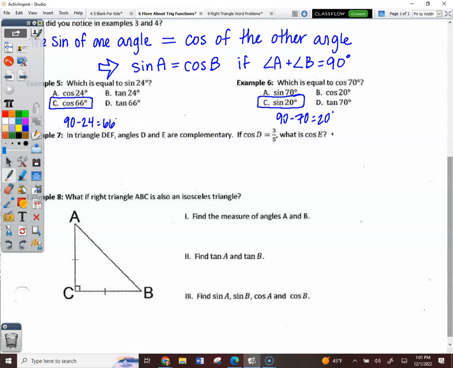All right? In triangle DEF, angles D and E are complementary. If cosine of D is 3/5, what would cosine of E be? Now this is slightly different. Notice it was the same trig function. So can you go back and draw a picture? D and E are complementary, so F is your right angle. It'd be x over 5. But you got to find it.